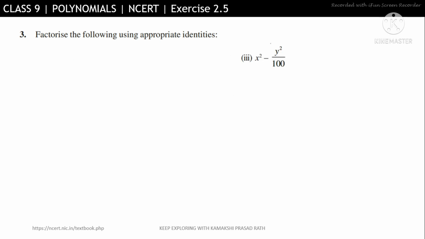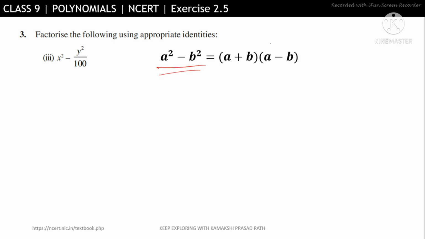The last one, x squared minus y squared by 100. Now see the identity. Here there are only two terms, that is the difference of squares. First square minus second square. So where we have seen these identities, just you have to memorize once. First square minus another square easily. That is a squared minus b squared only. That is the difference of the squares. First square minus second square.